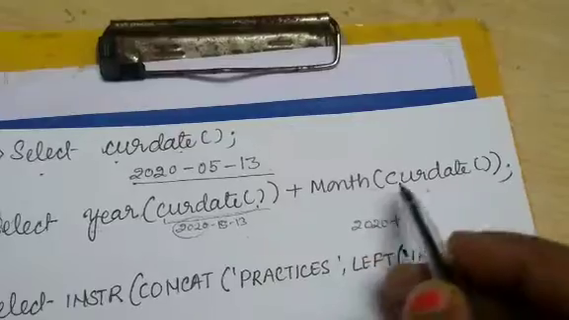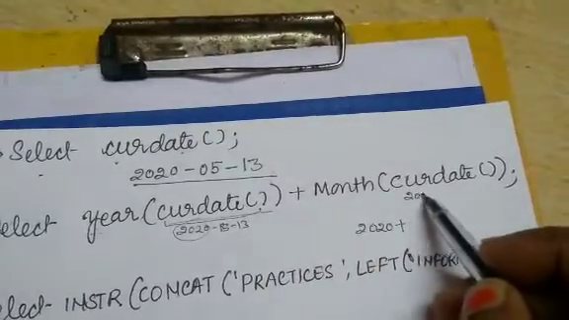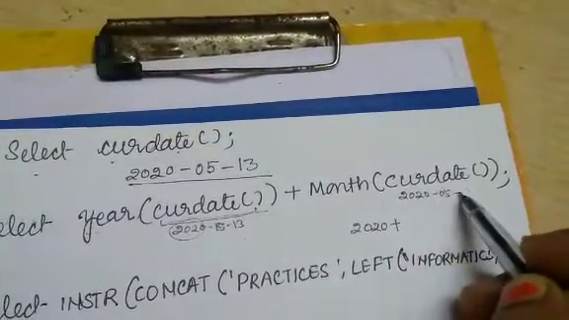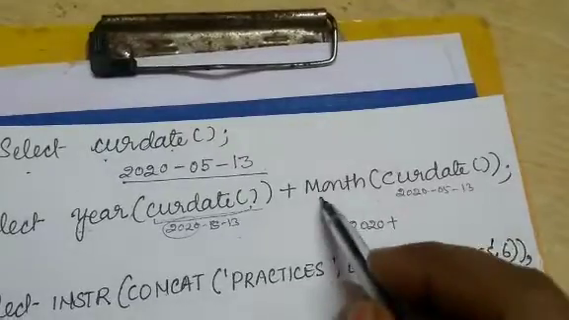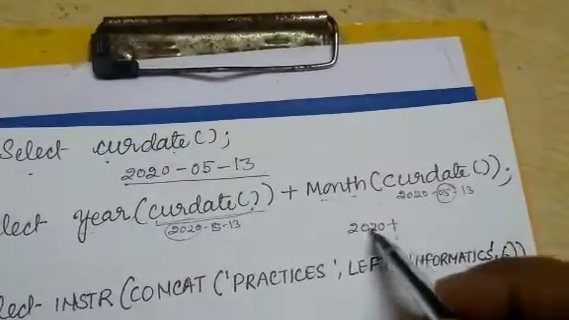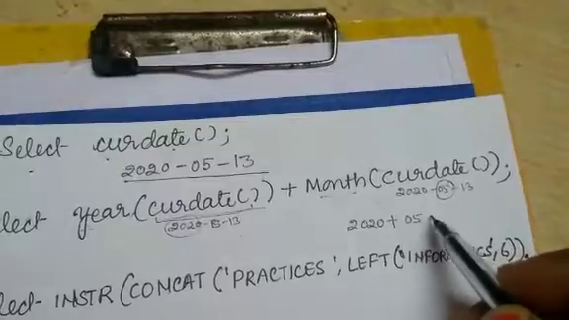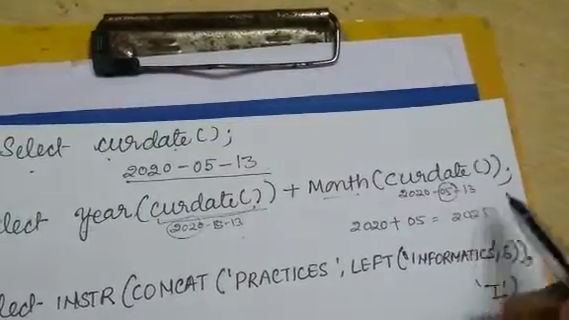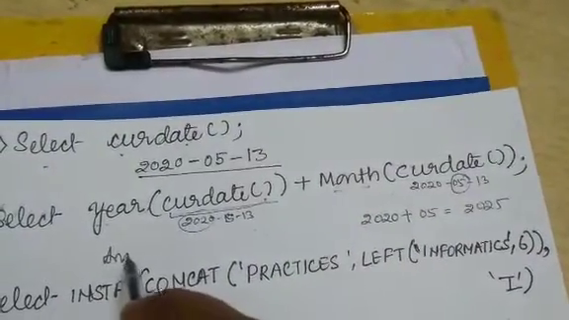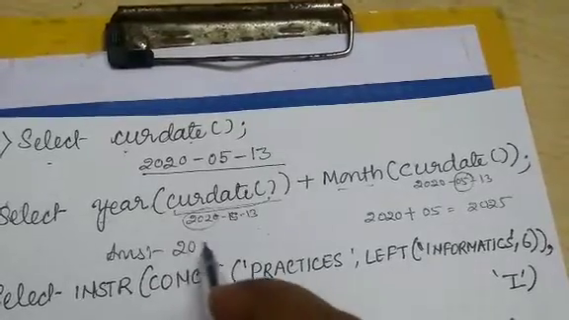Plus month of current date. Again, what is the current date? Today's date is 2020-05-13. Month will extract the month part. So 2020 plus 05. So the answer is 2025. So now the answer you'll write here is 2025.